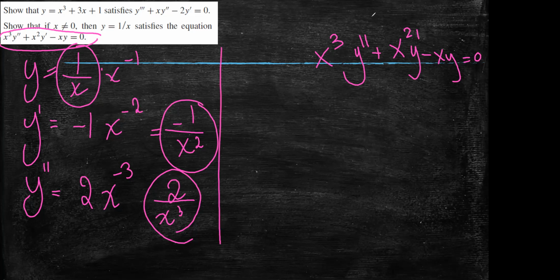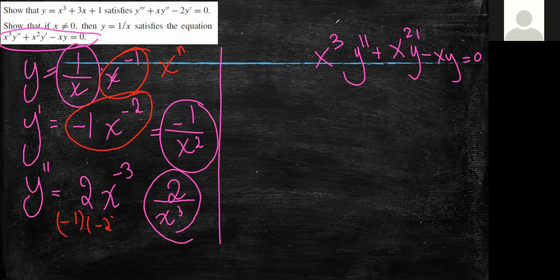Y is x raised to the power negative 1. Remember, for x raised to the power n, the first derivative will be n x raised to the power n minus 1, which is negative 1 x raised to the power negative 1 minus 1, which is negative 2. And I can write it now as negative 1 over x squared. Now, how can we find the second derivative? Go back to this one. Negative 1 times negative 2 x raised to the power negative 2 minus 1, which is 2x raised to the power negative 3, or I can write it as 2 over x cubed.